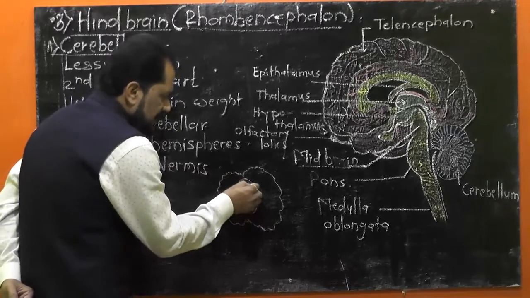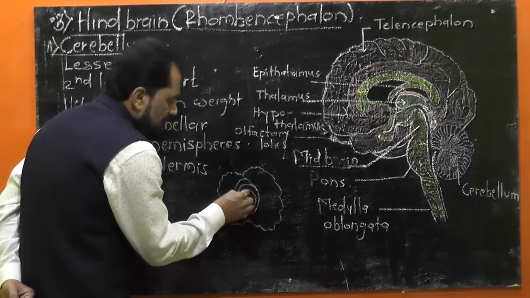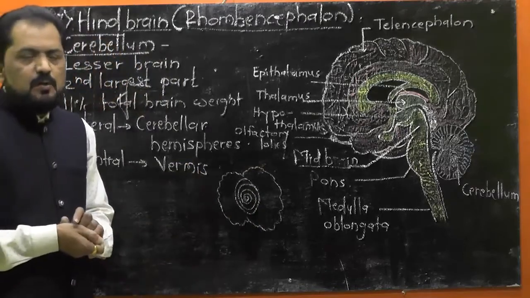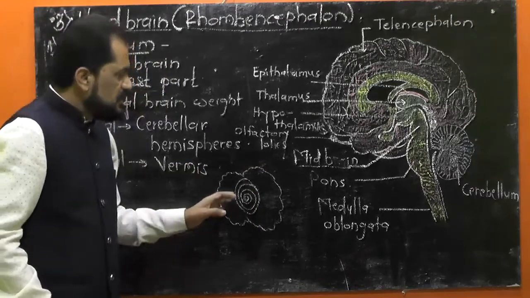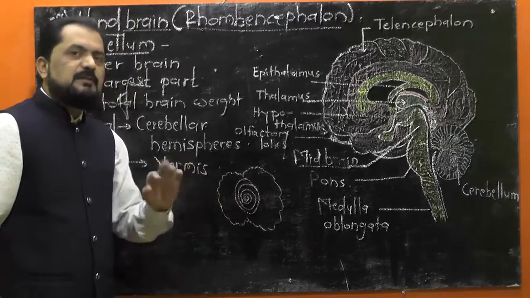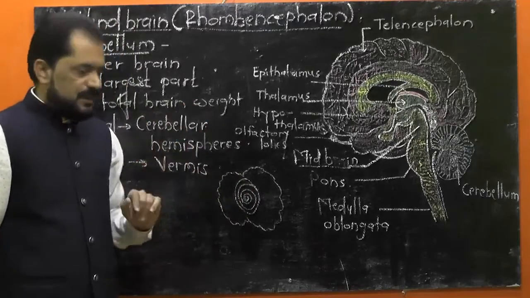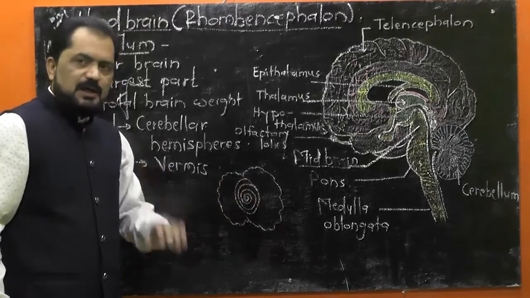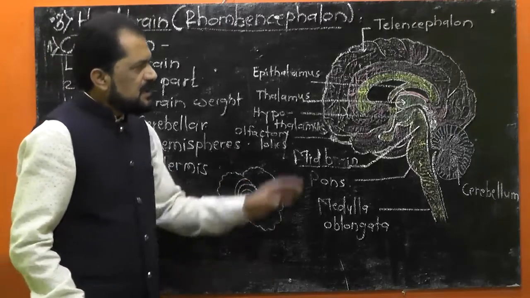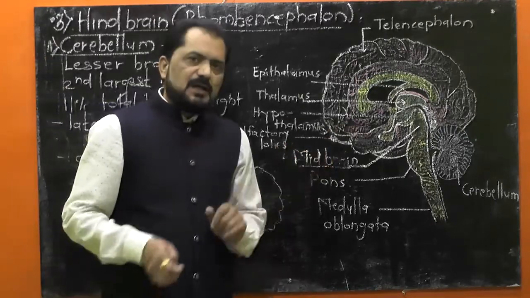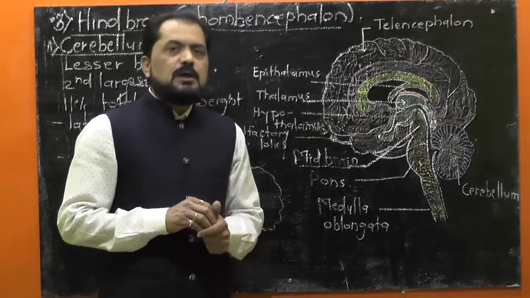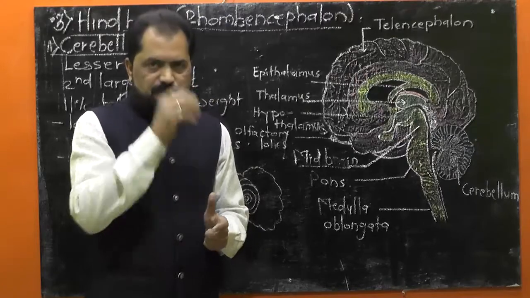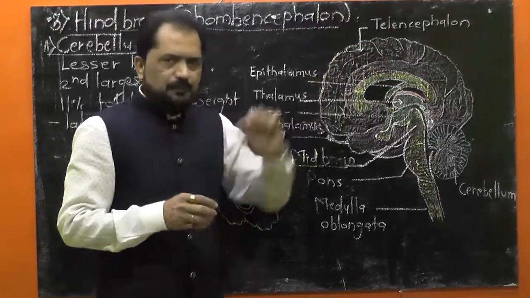This vermis appears worm-like. Vermis, this word stands for worm. As this vermis appears worm-like, that's why the name is so, vermis. Here I have shown the laterally placed cerebellar hemispheres. The cerebellum or cerebellar hemispheres also show convolutions and grooves along its outer surface, just like the cerebrum.